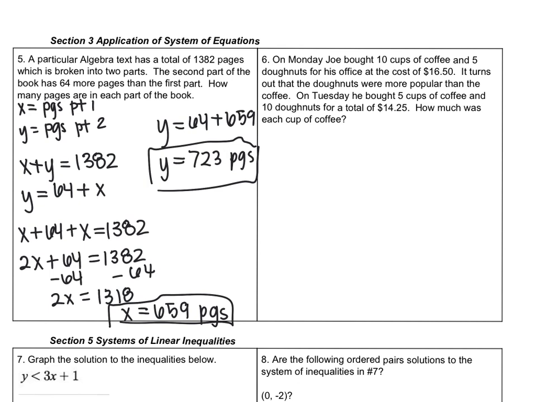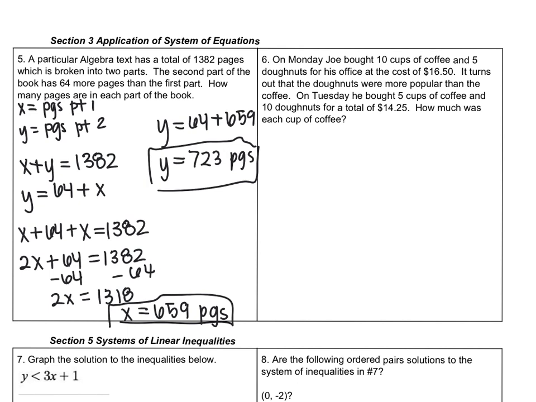One of the other things is we got to make sure that when we're solving a system of equations word problem, we remember units when we finish solving. So in this case, those units were pages. It could be money. It could be a speed, like miles per hour, kilometers per hour. So you got to make sure you include units on your final answer.